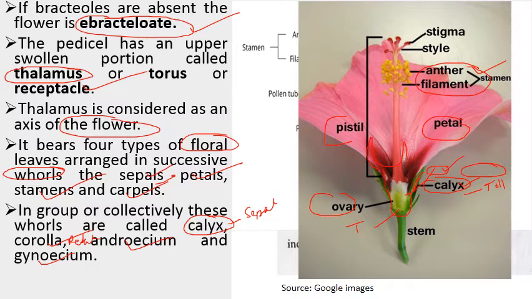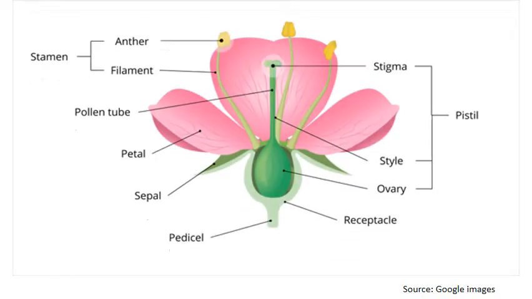Androecium is the male part and gynoecium is the female part in flower. So this is the brief introduction of floral parts. Then comes complete flower and incomplete flower. A flower with all of the four whorls, in which sepals are present, petals are present, then comes androecium and gynoecium. So if all four whorls are present, that flower is said to be complete flower or perfect flower. If any of these whorls is absent, that flower is said to be incomplete flower.